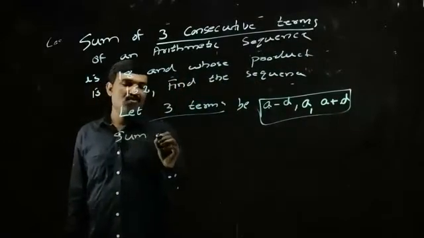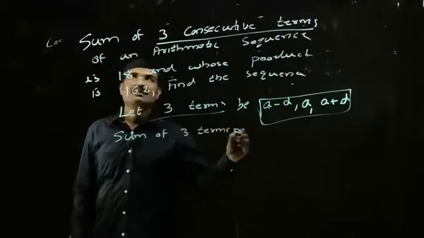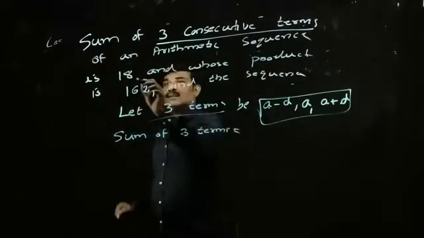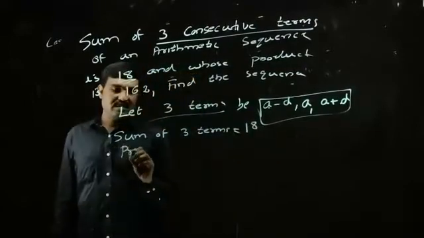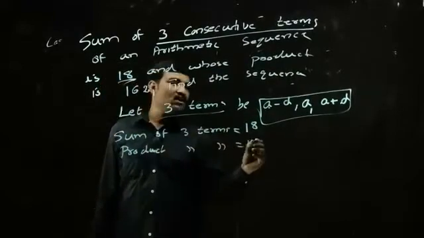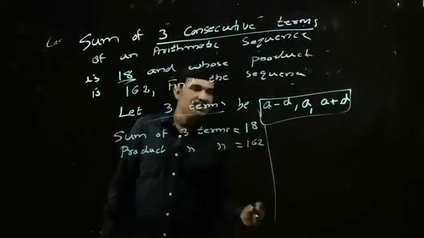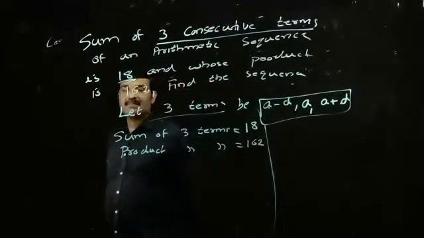Sum of three terms. Right. This is given as 18. Now what's the product? Product of three terms is given as 162. Right. So this is our given data. Now we want to determine the arithmetic sequence.